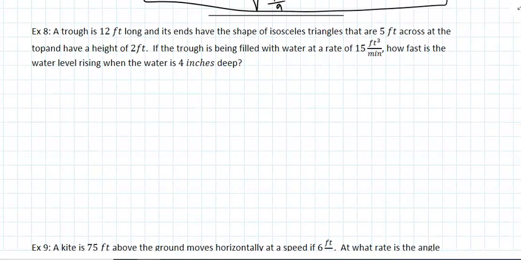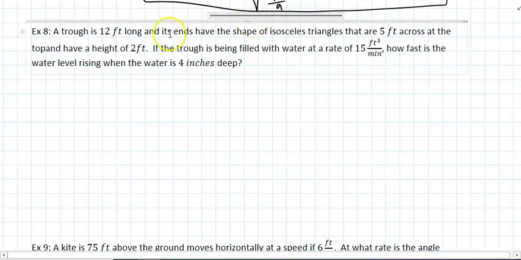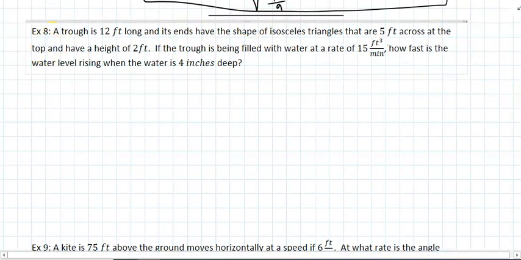And a trough that is 12 feet long, and its ends have the shape of an isosceles triangle that are 5 feet across at the top and have a height of 2 feet. Okay.